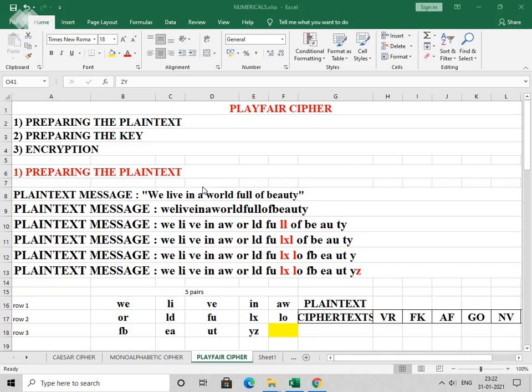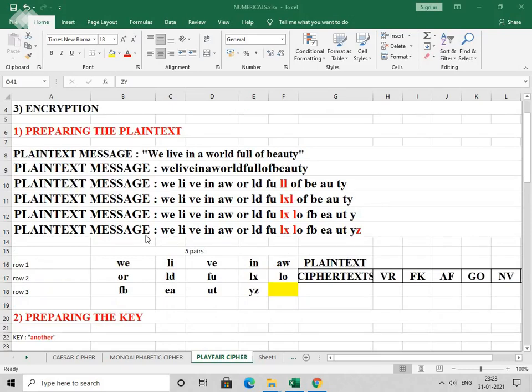After that, create a group of two letters, or a pair of two letters, and if the same letters occur, then insert X between them. If a three-letter group has been created, then split it into two groups, so that the last letter is shifted to the right-hand side position. And at the last, if any letter remains single, then you have to append it with any other letter, right? So in this way, the plaintext message pairing has been done.